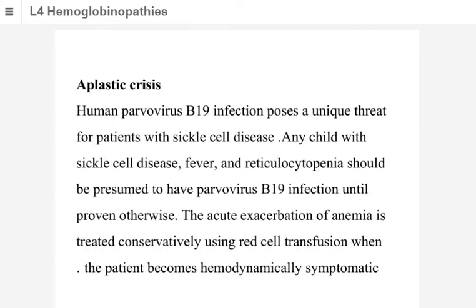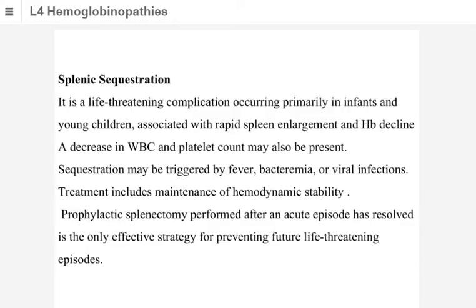Aplastic crisis is due to human parvovirus B19. Any child with sickle cell disease who presents with fever and decreased retic should be presumed to have parvovirus infection until proven otherwise. Acute exacerbation of anemia is treated in this case conservatively, using red cell transfusion when the patient becomes hemodynamically symptomatic.